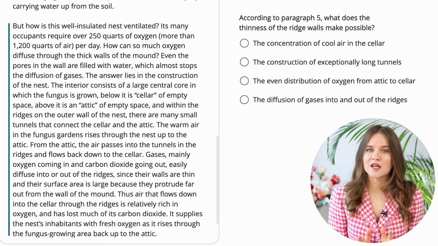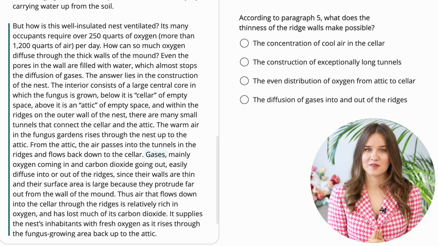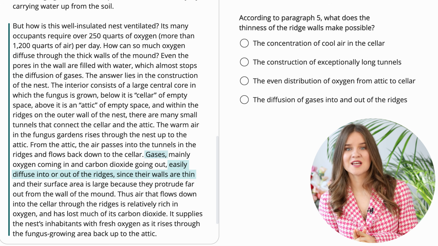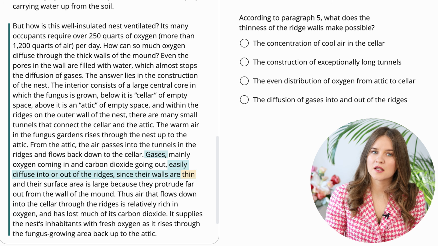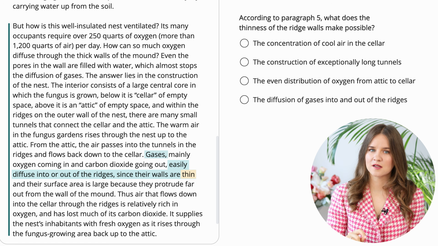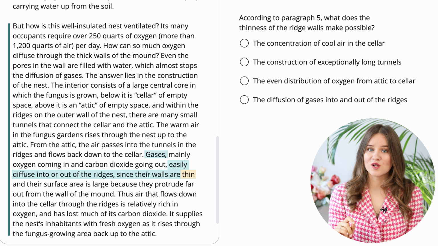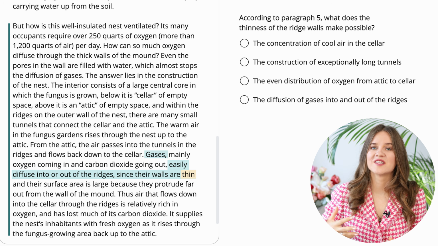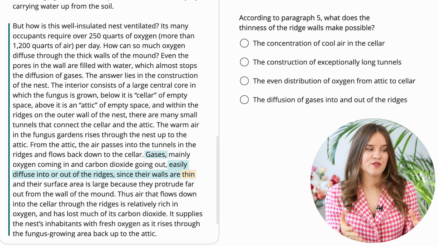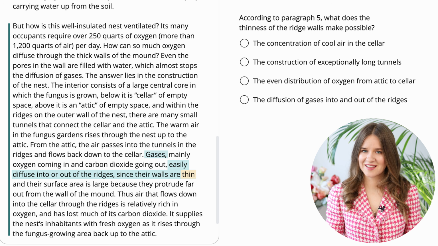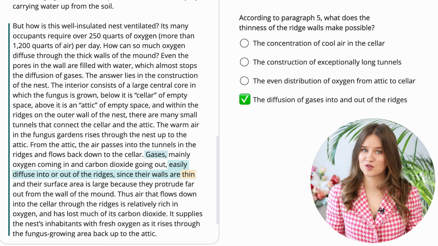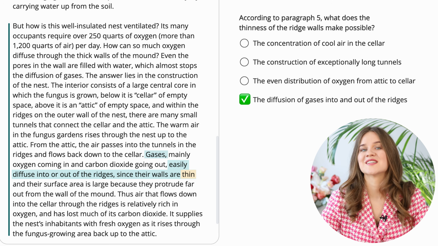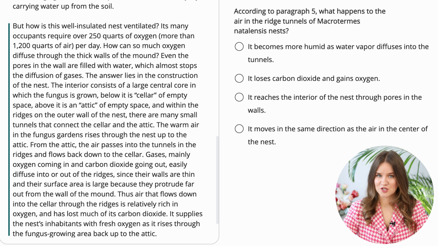I spot the word thin in this sentence from the paragraph. "Gases easily diffuse into or out of the ridges since their walls are thin." What does this sentence tell us? That the thin walls allow gases to diffuse in and out. In other words, the movement of gases is made possible by the thinness of the walls. That's exactly what option 4 says, the diffusion of gases into and out of the ridges. So choice 4 is correct. Let's move on to the next question.